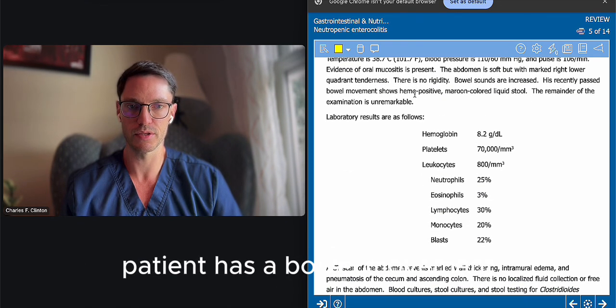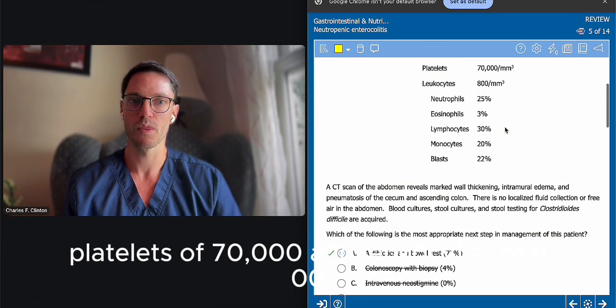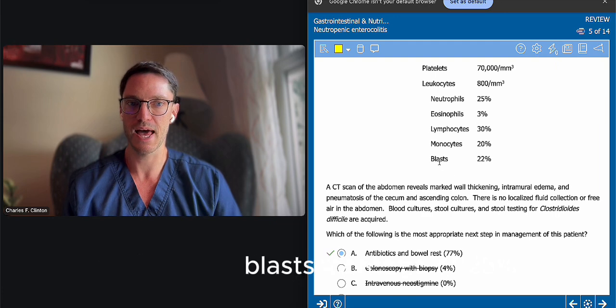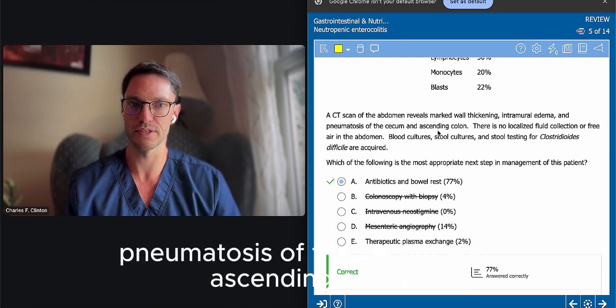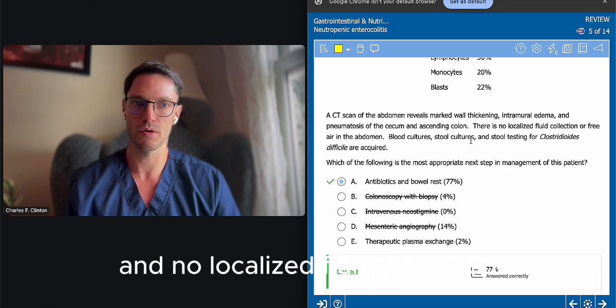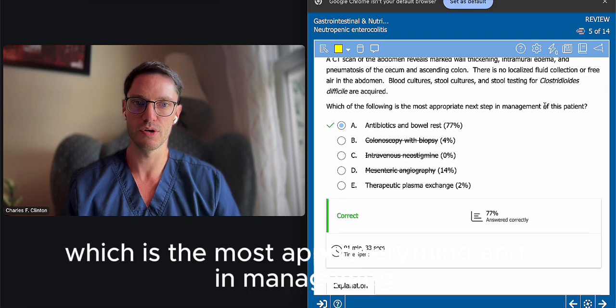Patient has bowel movement heme positive, anemic with hemoglobin 8.2, platelets of 70,000, and leukocytes of 800, with neutrophil percentage of 25%, blasts 22%. CT scan shows wall thickening, intramural edema, pneumatosis of the cecum and ascending colon, and no localized fluid collection or free air in the abdomen. They took cultures of everything, and that's pending. Which is the most appropriate next step in management?